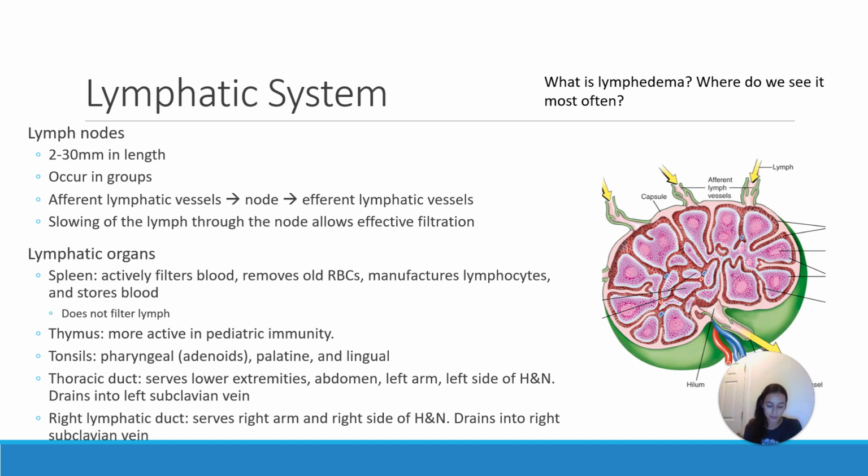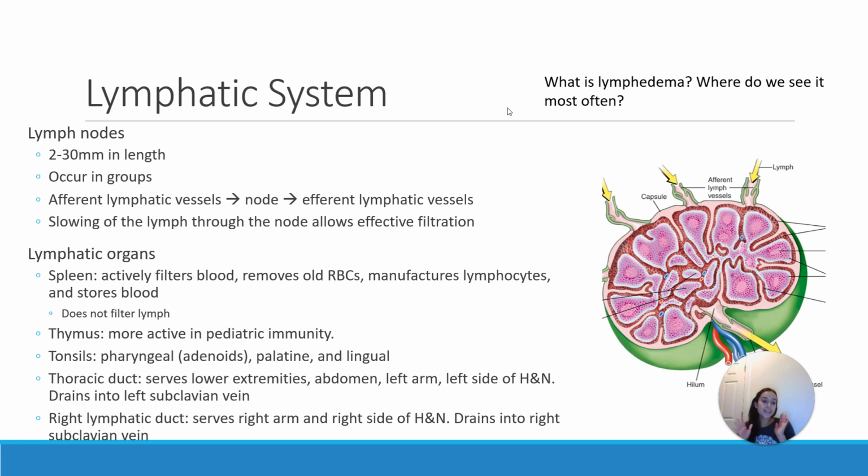And then that one dumps its lymph into the right subclavian vein. The subclavian veins then drain into the heart by way of the superior vena cava. So that is where the lymph is eventually returned into the bloodstream.